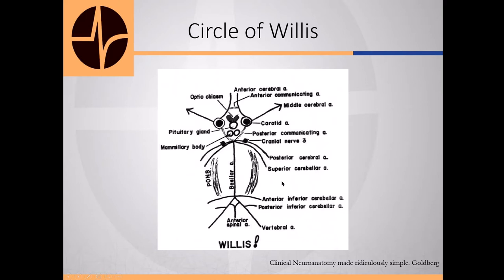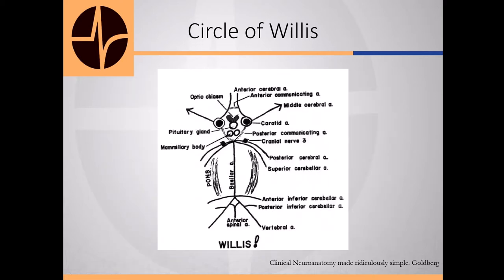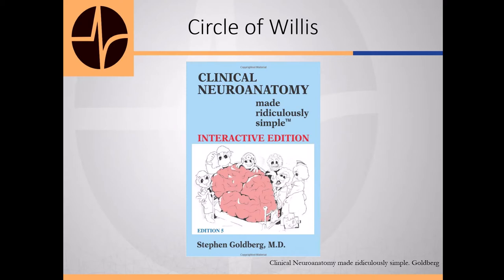So it's just kind of nice to remember this so that you have a general understanding. This picture has every little artery and arteriole that comes out of it. This is the basic structures. So this is Clinical Neuroanatomy Made Ridiculously Simple.